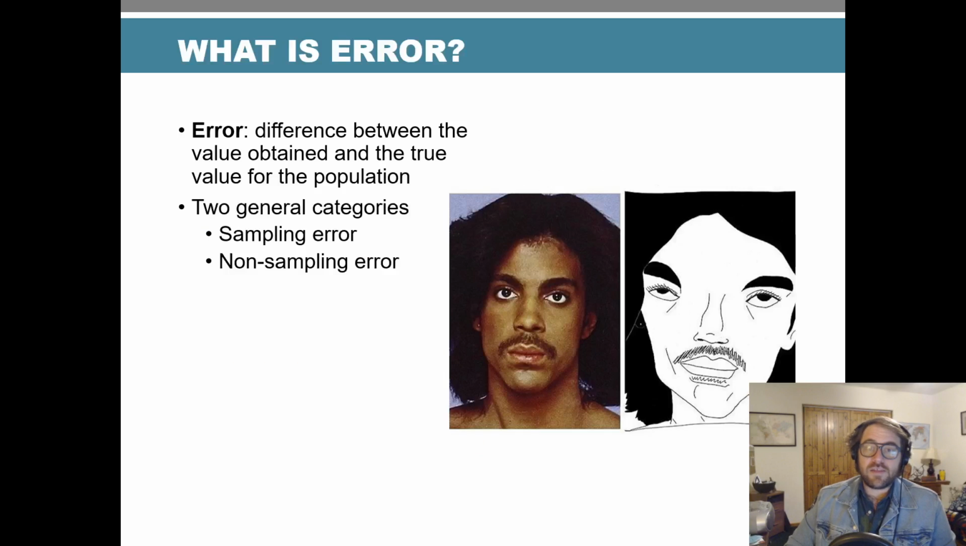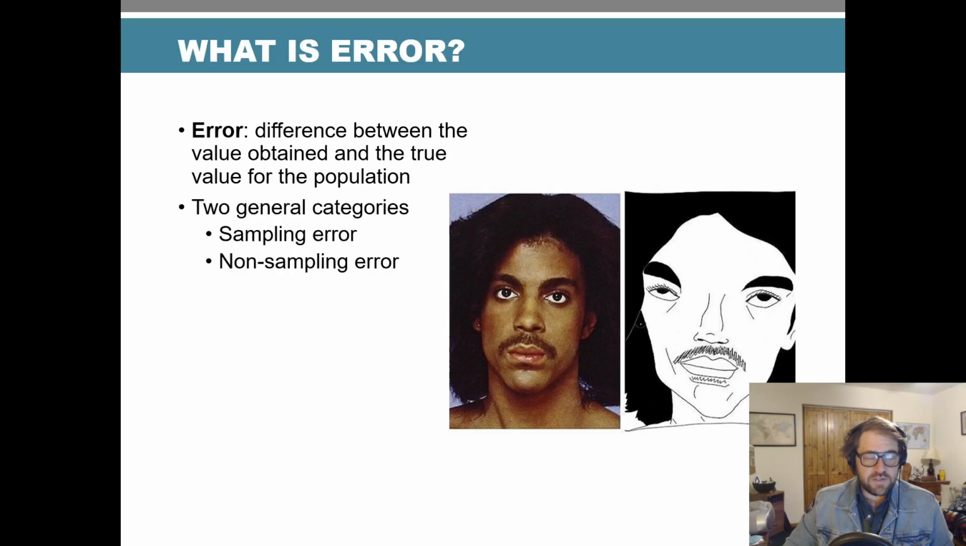All right, so what is error? Well, it's the difference between the value obtained and the true value for the population. So kind of like this drawing of Prince. There's the true value and the value that's obtained. Honestly, this drawing is better than I could possibly do, even though it looks nothing like Prince. I would just be like a stick person.